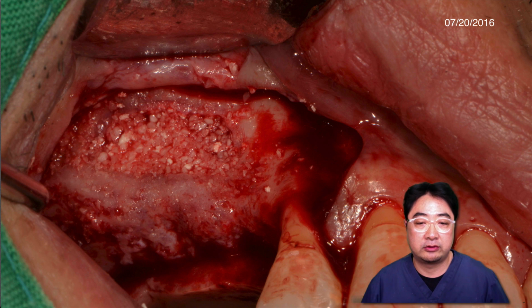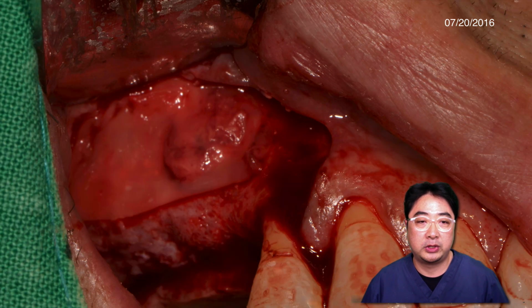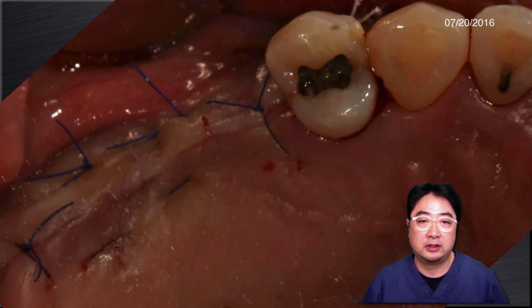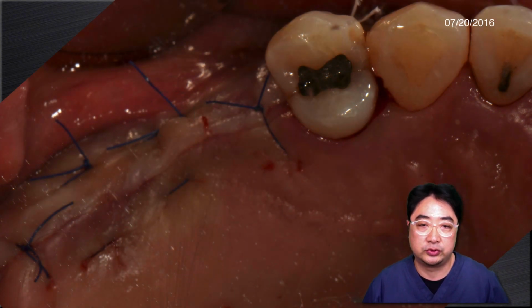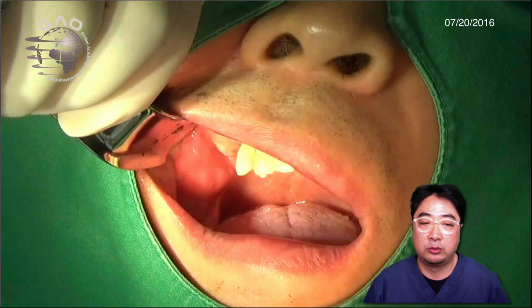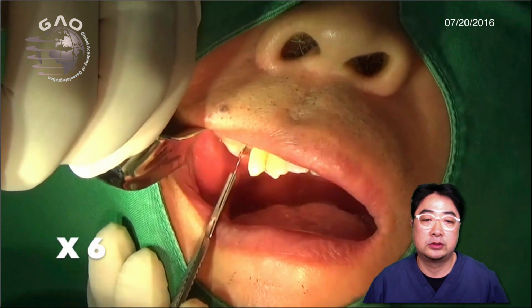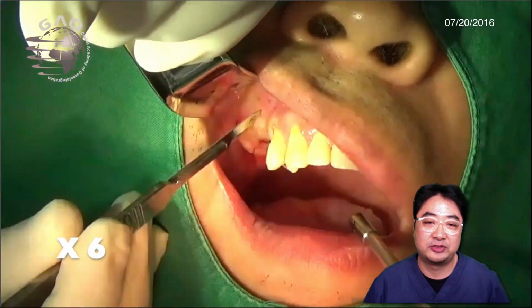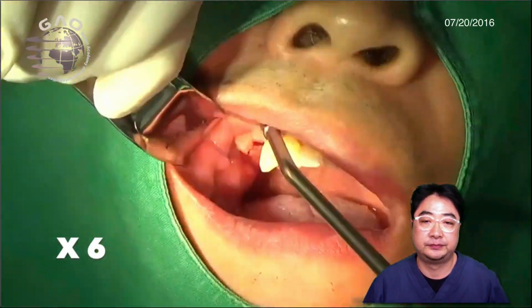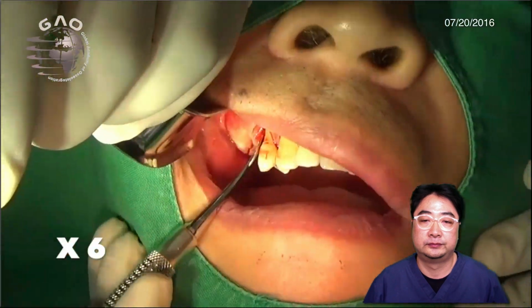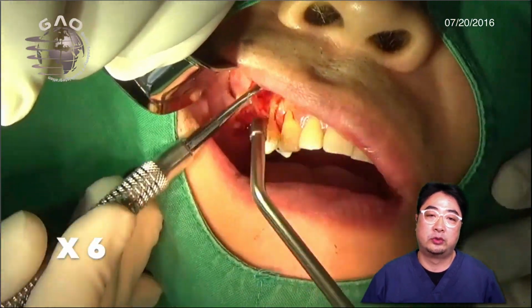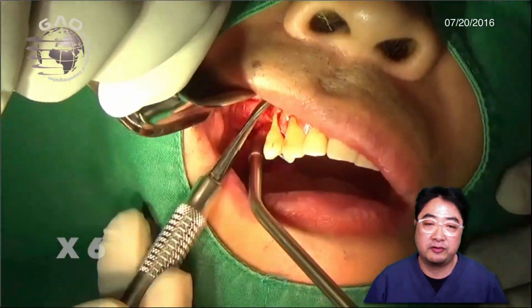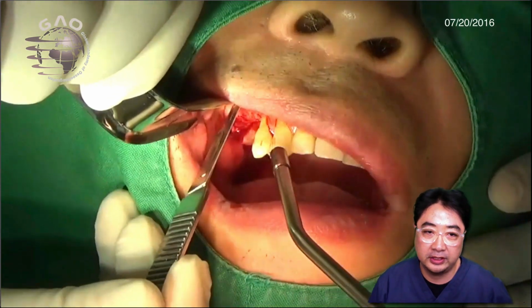So after the sinus bone graft, covered with the PRF membrane, which I prepared prior to the sinus graft, then I closed, using interrupted sutures and horizontal mattress sutures. So let's see the movie clip. I made the incision part 6 times faster. When I open the flap, until I meet the previous opening site, I do it very carefully.